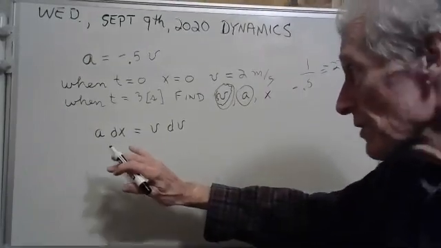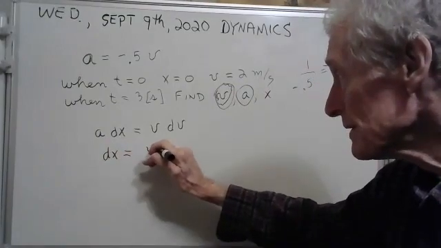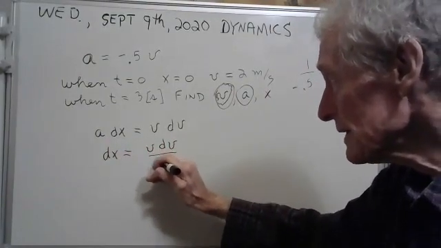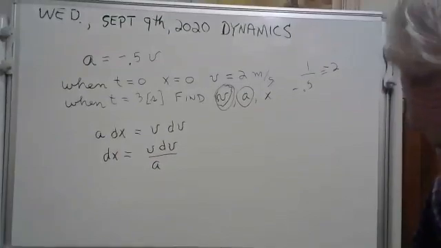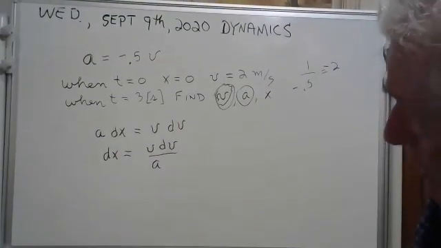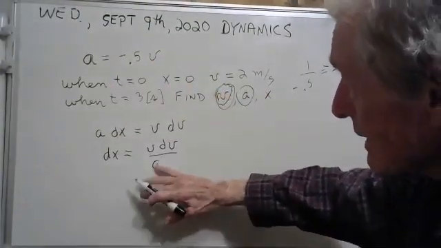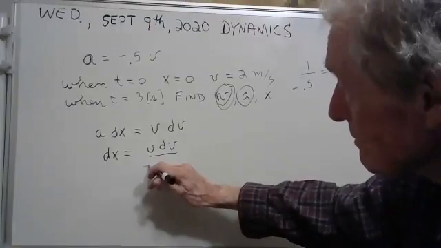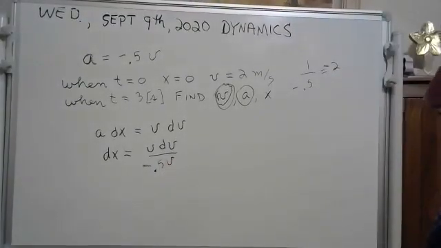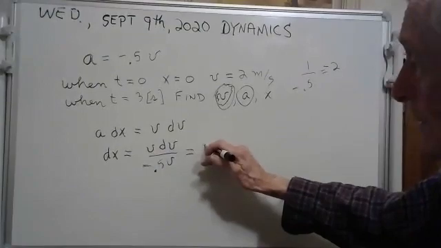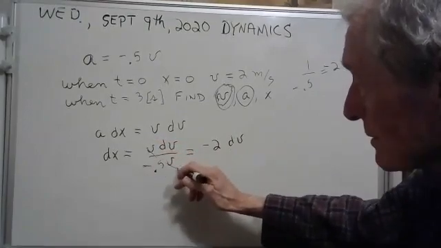But here's what you can do. Now watch this. We could write this like this. Can you get from here to here, students? Can you make it? Well, yeah, you can make it. And look, the reason I did that is I can put in for a minus 0.5 v. Okay? And you know what that's going to give me? It's going to give me a minus 2 dv. See, the v's will go bye-bye. Look at that. They'll go bye-bye.